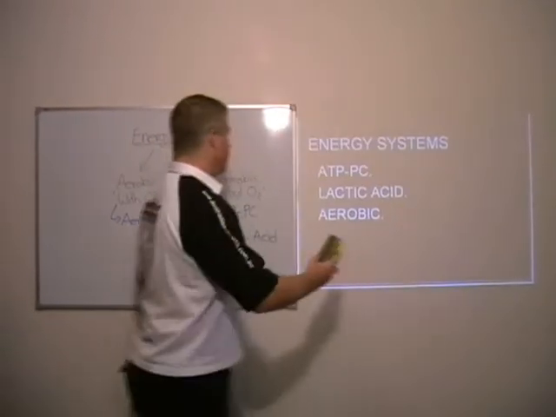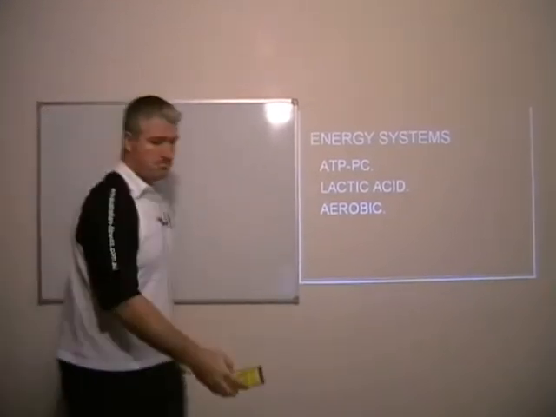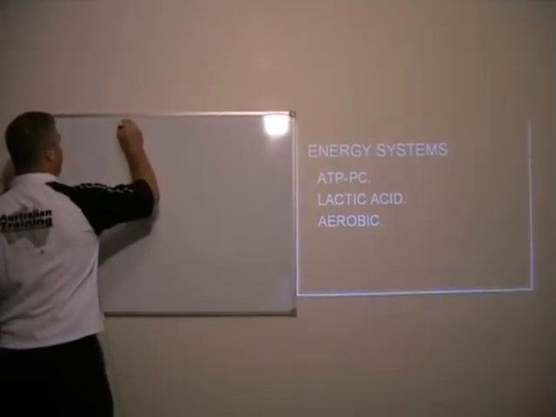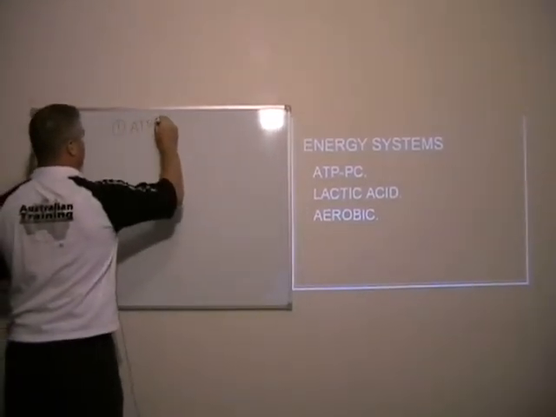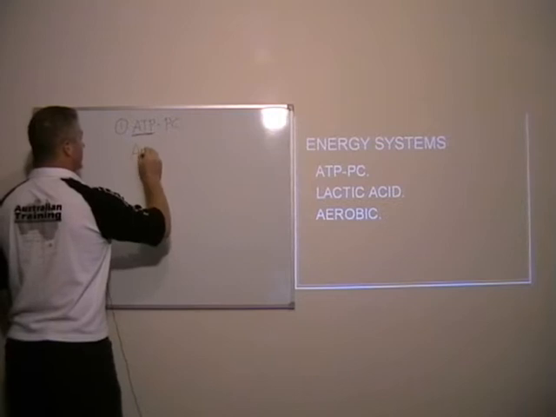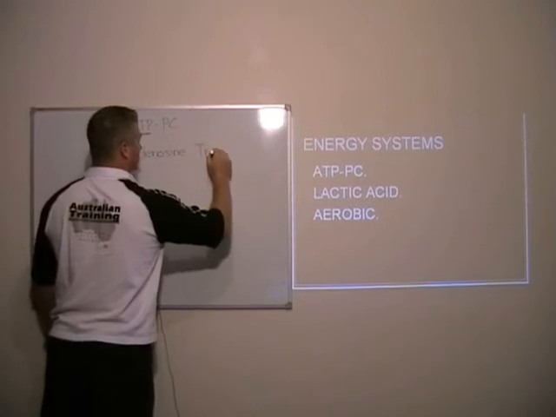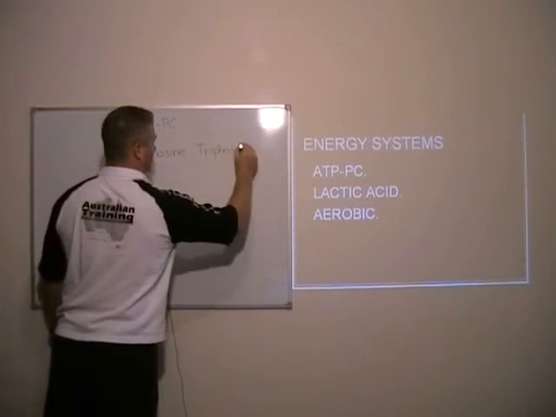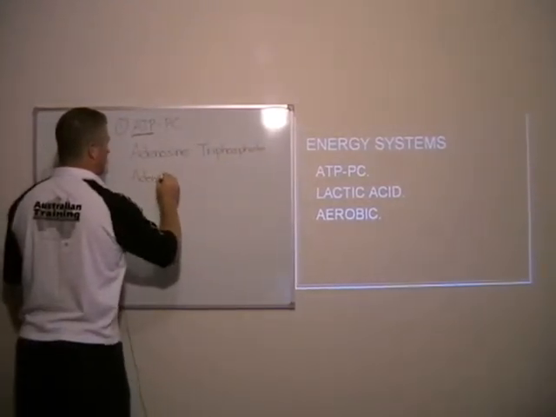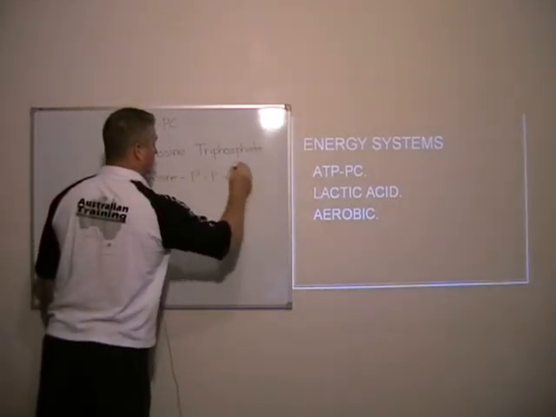Okay, let's look at each of these three systems individually and how they work. First system we're going to look at is the ATP-PC system. Now ATP stands for adenosine triphosphate. And we can also represent adenosine triphosphate as having 3 phosphate groups.